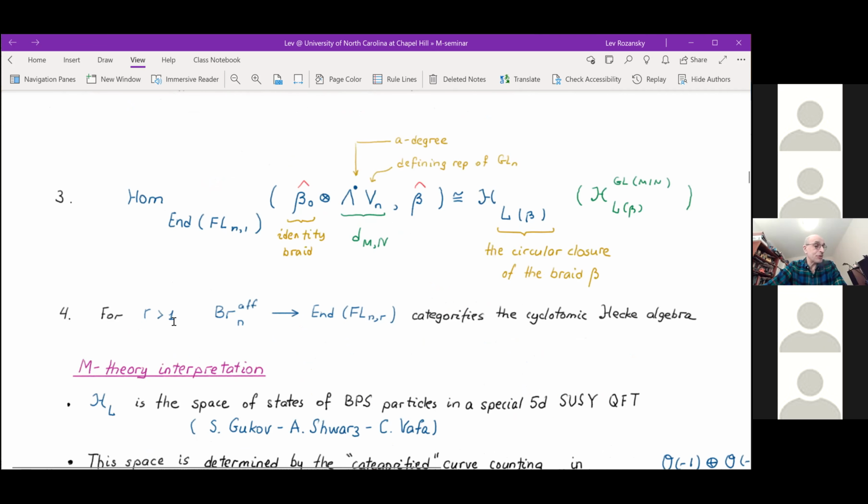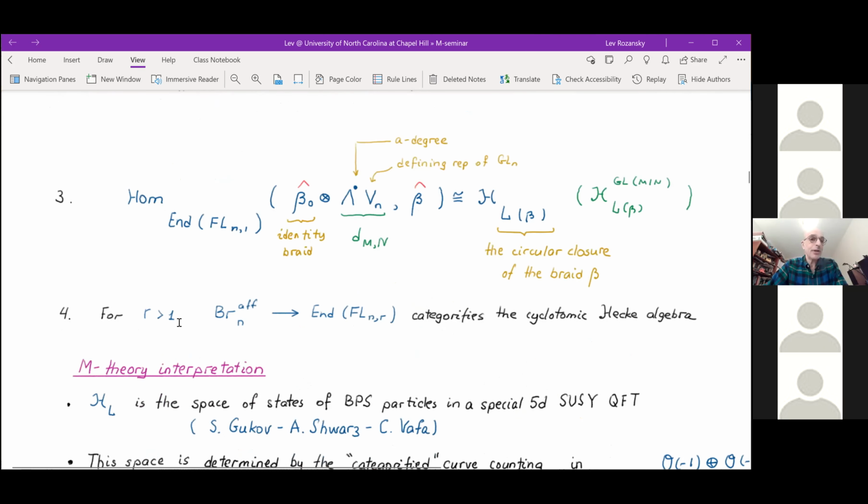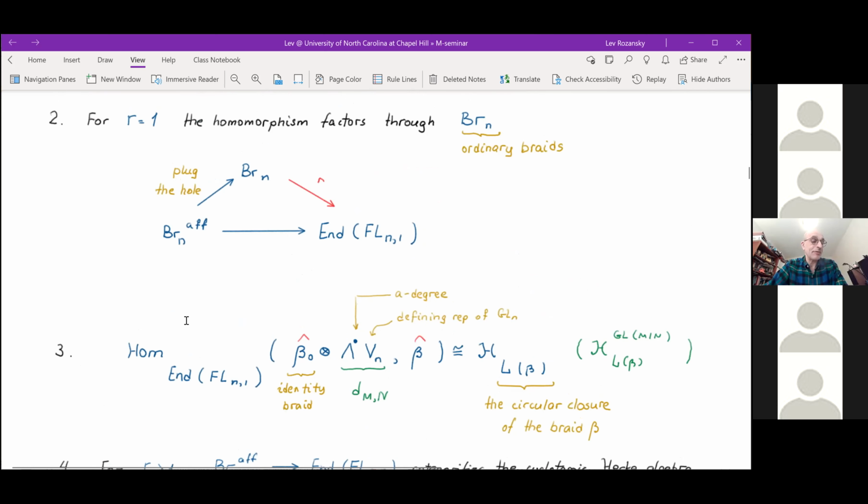And if you consider higher framing dimensions, if you go to instantons, then the homomorphism into the category of endomorphisms categorifies the cyclotomic Hecke algebra. So what is Q? Sorry? What is the parameter Q? It categorifies the cyclotomic Hecke. There is a Q there, yeah. Yes, so it's the same Q that appears everywhere.